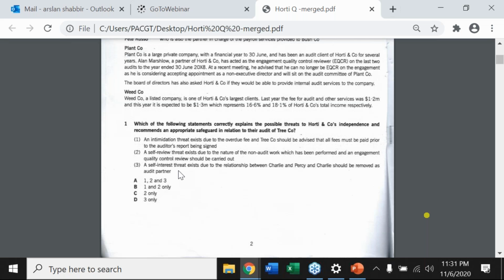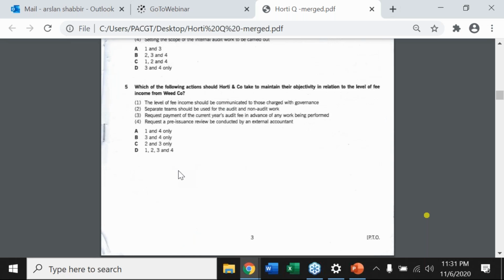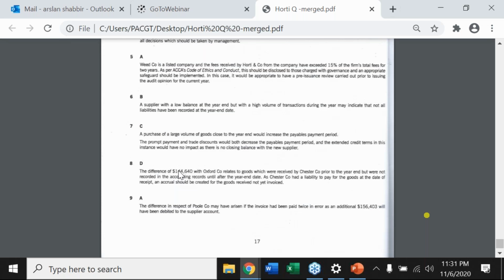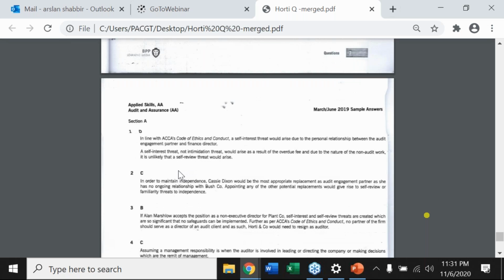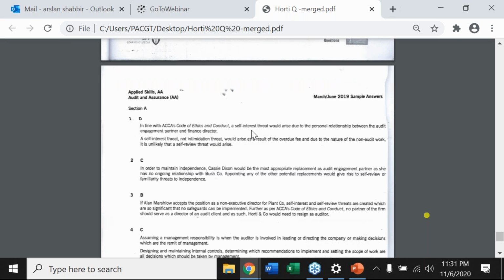So it is a self-interest threat. If I come to the answer, the examiner says that a self-interest threat would arise due to the personal relationship between the audit engagement partner and the finance director. Personal relationship is always part of the self-interest threat.